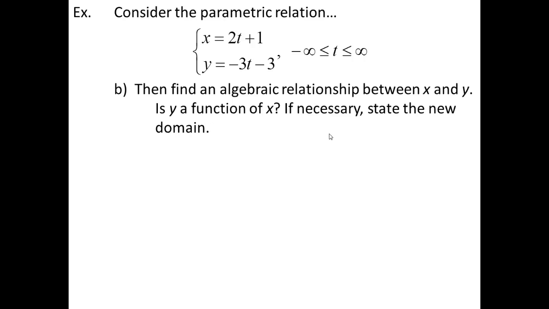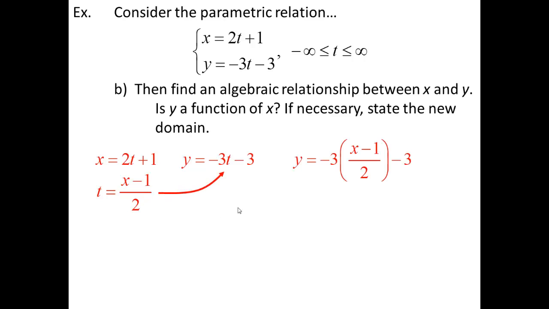Converting into x's and y's. Again, I'll solve for t in one of the equations. Both of these are equally reasonable, so I'll go ahead and solve for t in the x equation just because when I'm converting it to y as a function of x, I want x to be the input. So I'll go ahead and solve for t in the x equation. And I get x minus 1 over 2. I could have also said 1/2 x minus 1/2.